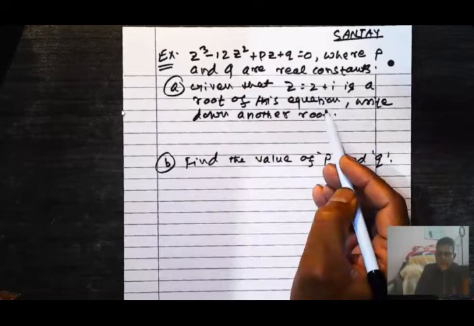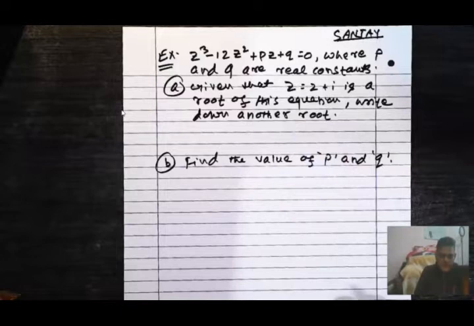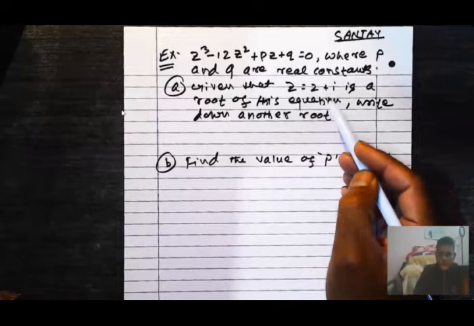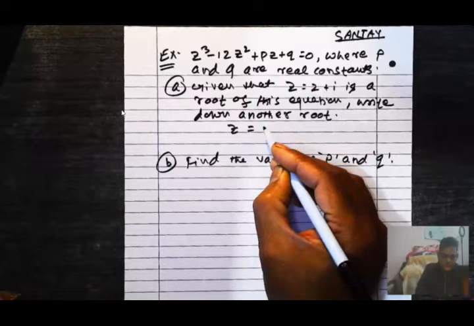So definitely you know that for a given polynomial, if one root is 2 plus i and this is a complex root, the complex roots are in pair and conjugate to each other, so definitely your other root is going to be 2 minus i. Okay, so this is the answer for part A of this question.